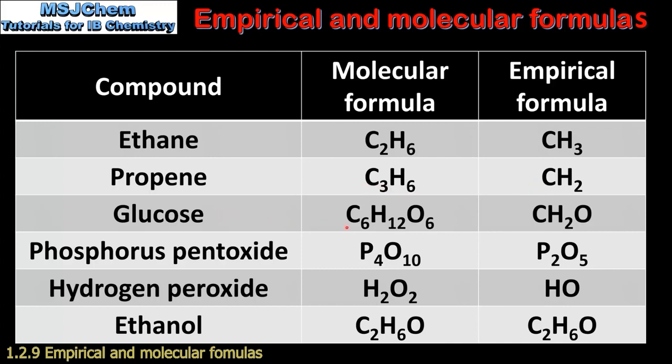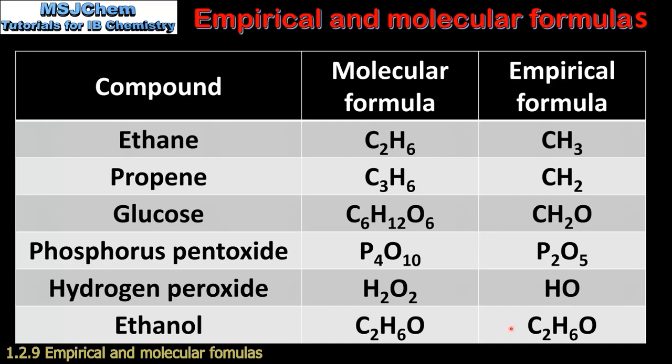Glucose has the molecular formula C6H12O6, and its empirical formula is CH2O. Next, we have phosphorus pentoxide. Its molecular formula is P4O10 and its empirical formula is P2O5. Hydrogen peroxide has the molecular formula H2O2 and the empirical formula is HO. And finally, we have ethanol. The molecular formula for ethanol is C2H6O. And as we can see, the empirical formula is the same.